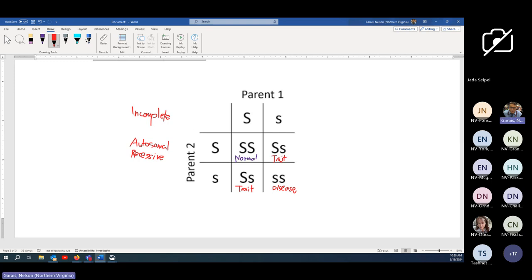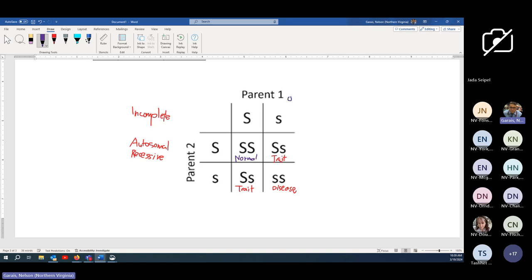So how did I know it was autosomal recessive? Because who got hit with the disease? Lowercase s, lowercase s. So that's what? Recessive, right? And sickle cell anemia is not X-linked. So it's part of any chromosome 1 to 22. So this is autosomal. And what is the phenotype of dad? Capital S, lowercase s. He will have sickle cell trait.